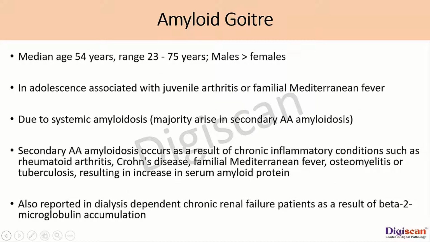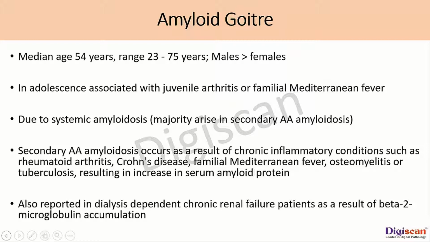The median age is around 54 years and it is more common in males. In adolescence, it may be associated with juvenile arthritis or familial Mediterranean fever. Most cases of amyloid goiter are due to systemic amyloidosis.